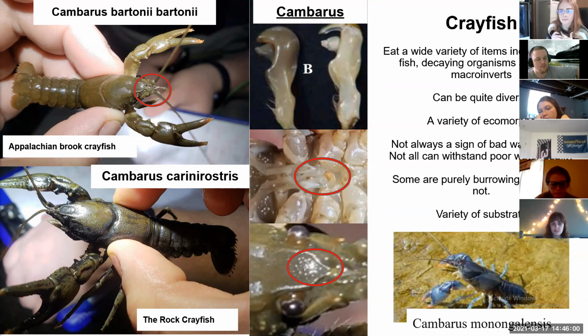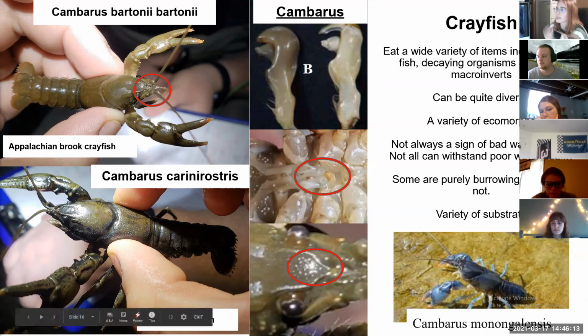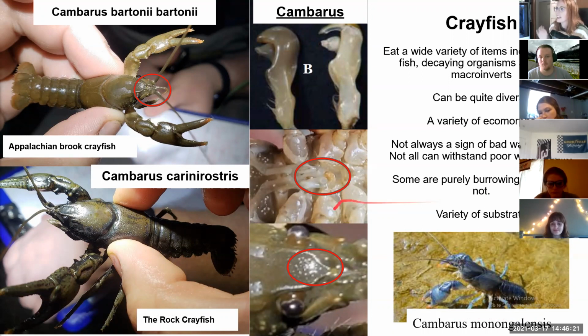So in general, crayfish will eat a wide variety of items. They'll eat small fish, decaying organisms, other macroinvertebrates. Actually, when we capture crayfish, the way that we do it is we take minnow traps and we put chicken parts that I buy from Kroger in the traps, and then we put them out in the stream for a few hours, and I come back and usually they are covered with crayfish, which is pretty cool to see, kind of gross when you're handling it.